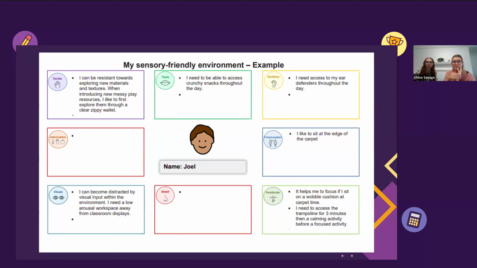Similarly, if the child is at a level or age where they can contribute, that's amazing, because they will know themselves best. It's always good to ask the child themselves, because if they can identify the things that will help them, they are probably more likely to engage in those things. It can also reduce that kind of demand as well. So it is always good to ask the child where you can.